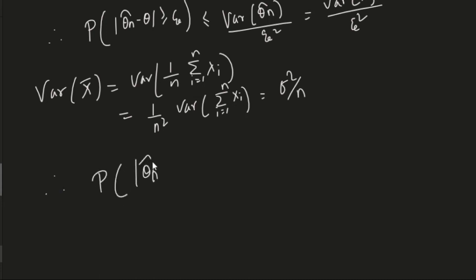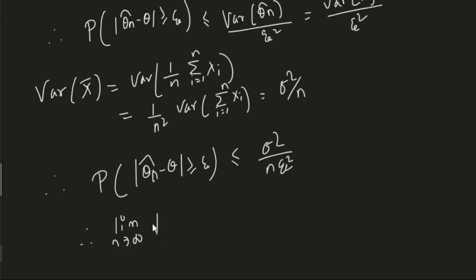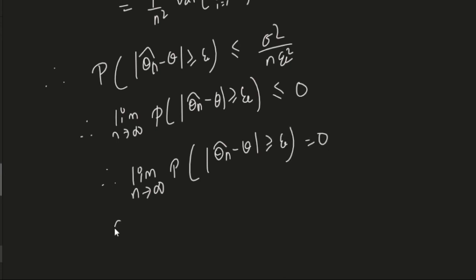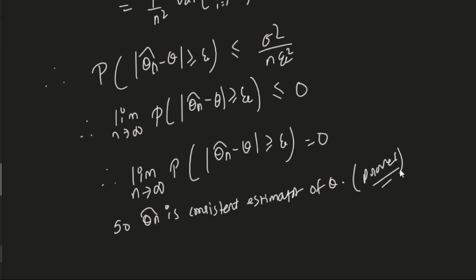the probability that theta n cap minus theta is greater than or equal to epsilon is less than or equal to sigma squared by n epsilon squared. Therefore the limit as n tends to infinity of the probability that theta n cap minus theta is greater than or equal to epsilon is less than or equal to 0, and since probability is always greater than or equal to 0 as well, the limit is zero. So theta n is a consistent estimator of theta, and this is proved.